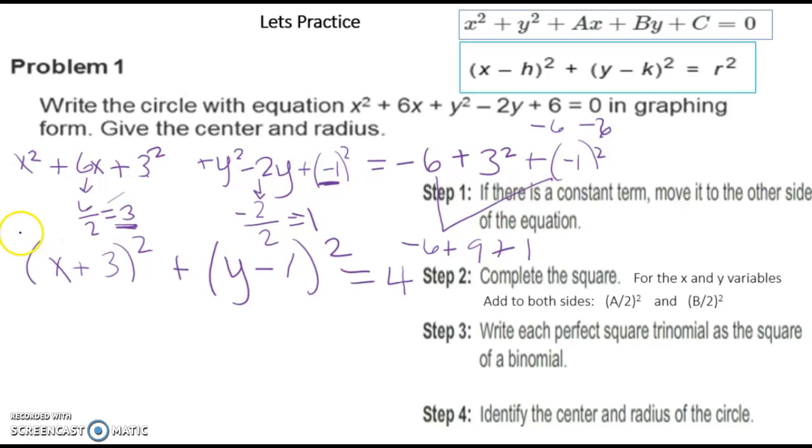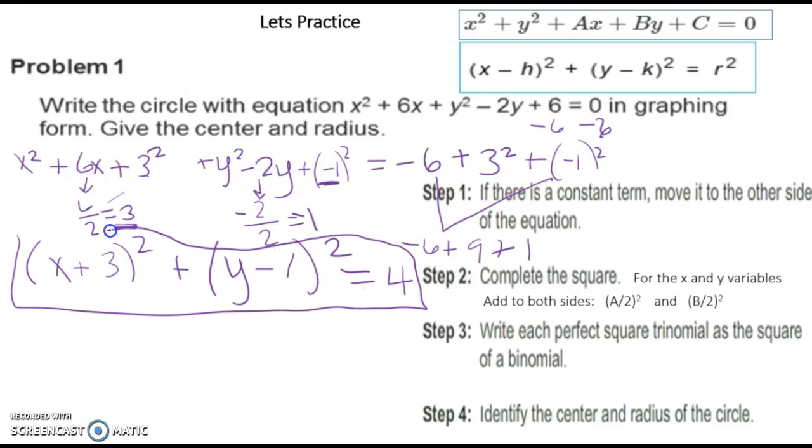The only thing you have to do now is identify the center and identify the radius. So the center, remember h, it's going to look like the opposite of what you see here. So since it's plus 3, h is a minus 3. And then the k, same thing. The sign is going to be opposite of what you see there. So it's going to be a positive 1. That's your center. And then the radius is the square root of whatever you see here. So square root of 4 is 2.